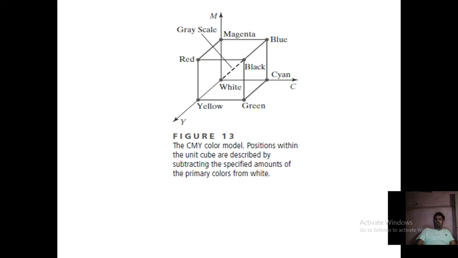Then similarly, if you mix only yellow you will get yellow, if you mix cyan you will get cyan, if you mix magenta you will get magenta. Again combinations, right? If you mix magenta and cyan you will get blue, if you mix yellow and cyan you will get green, if you mix magenta and yellow you will get red. Again the same combination. This is the CMY color model. Positions within the unit cube are described by subtracting the specified amounts of the primary colors from white light, meaning from white light you start subtracting the primary colors, and automatically you will get other colors, right? This is regarding the color model.